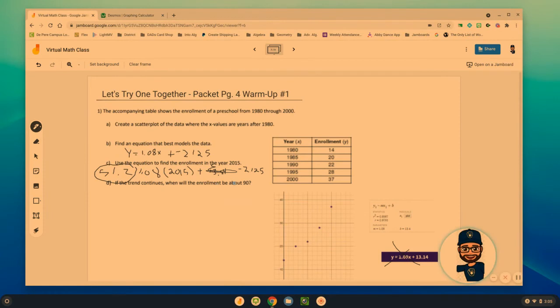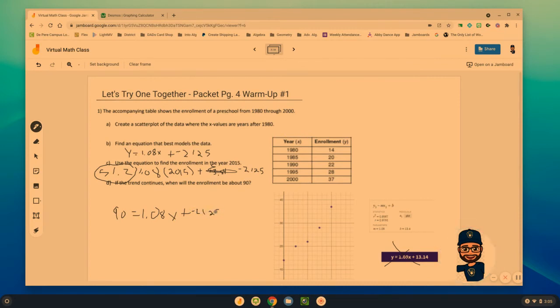Now we can also use it to predict when will the enrollment be 90. When will all of this equal 90? And so instead of doing it with a Y, we could type it in with just the X and plug in 90 for that Y value.